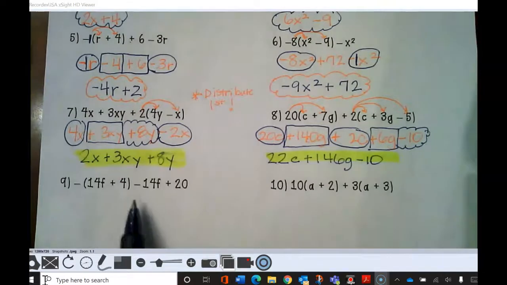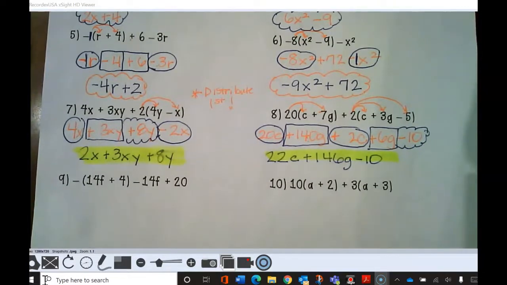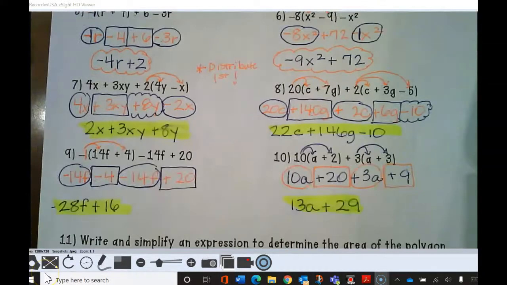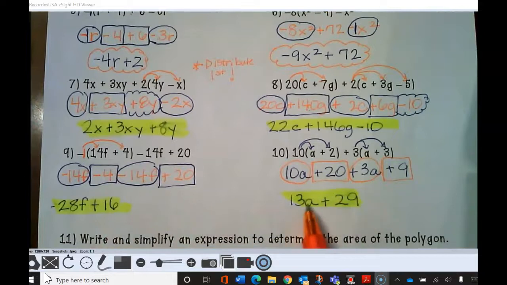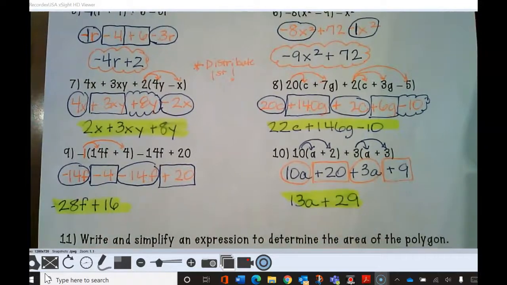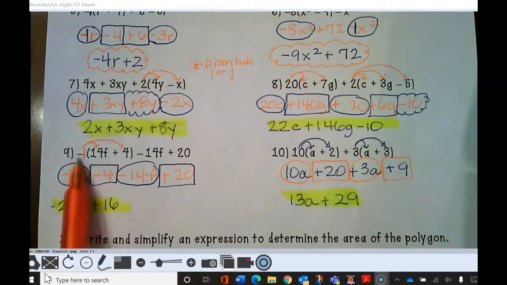Alright, I want you to do 9 and 10. Pause the video and come back when you're finished. Alright, well, welcome back. Hopefully you got negative 28f plus 16 and 13a plus 29. There was one tricky spot distributing that negative. Make sure you pause the video and look at what I did if you did not get the answer.